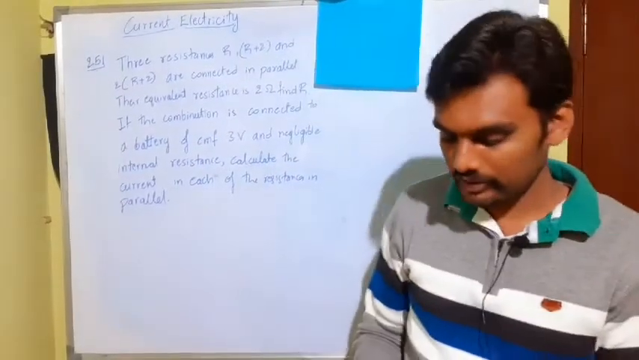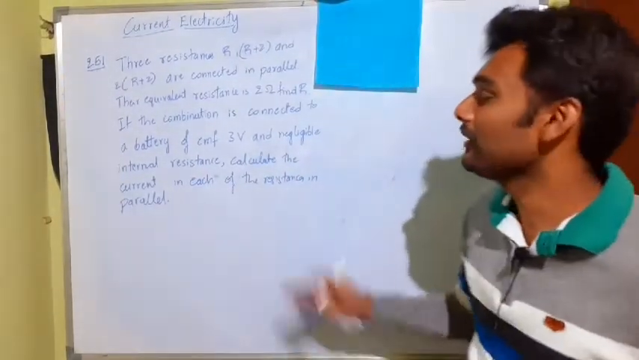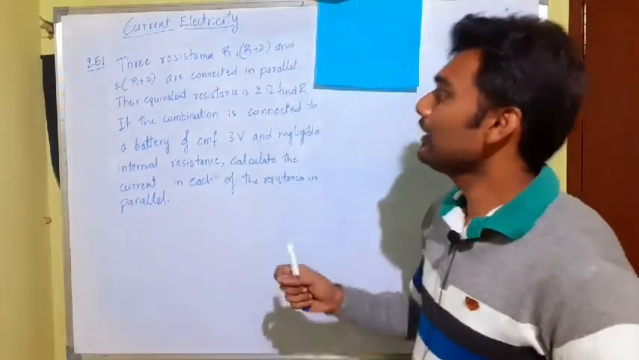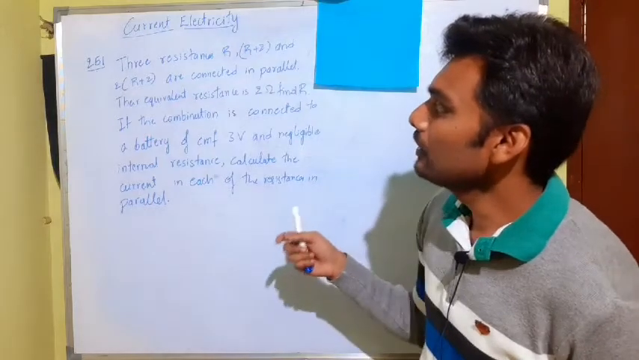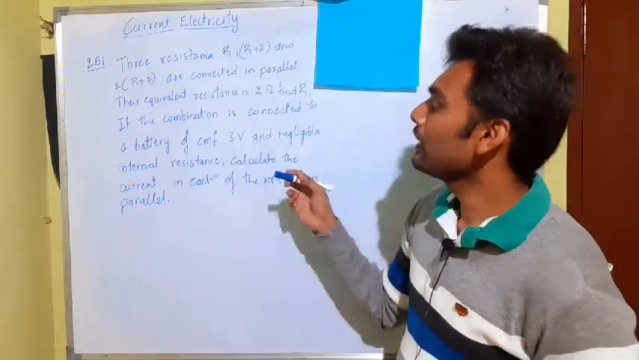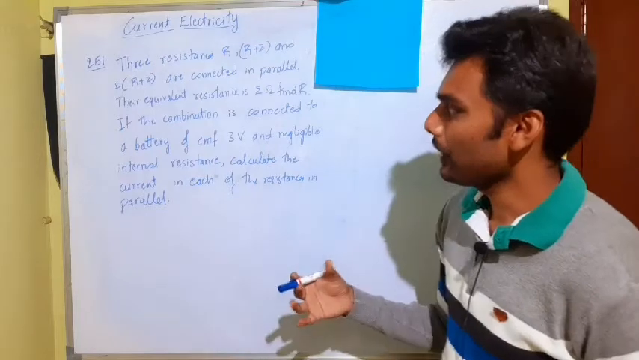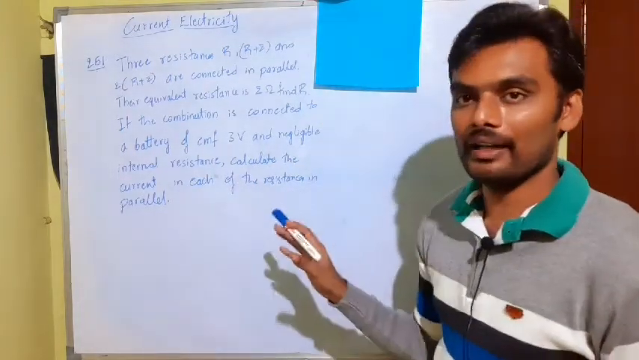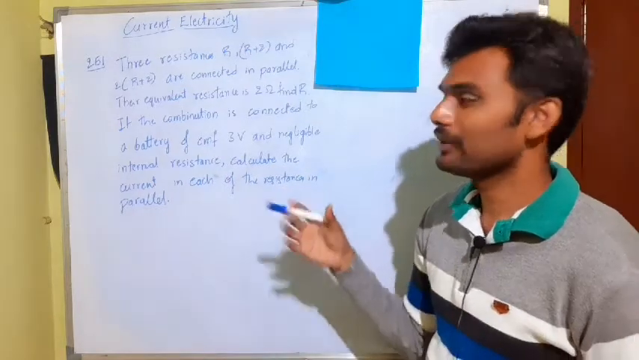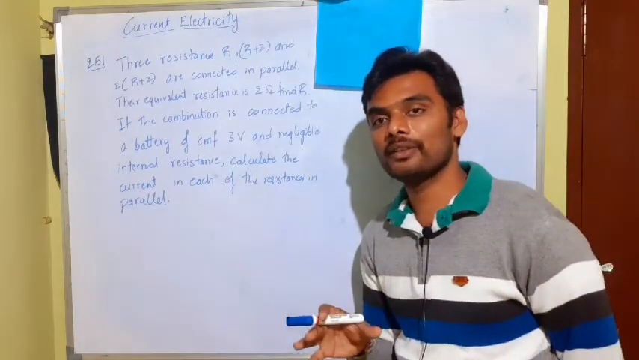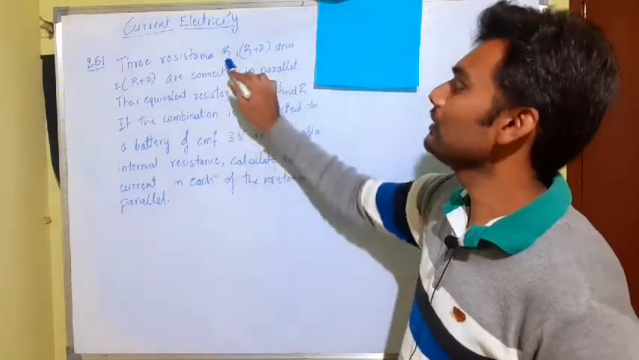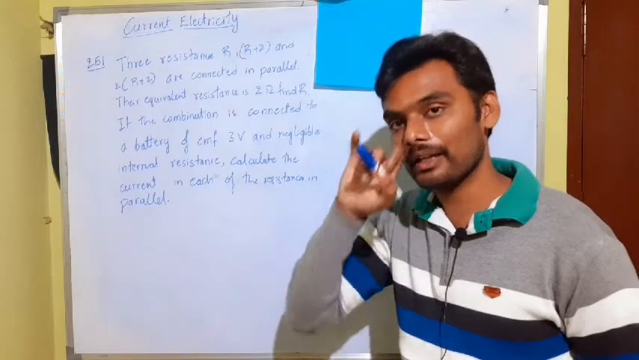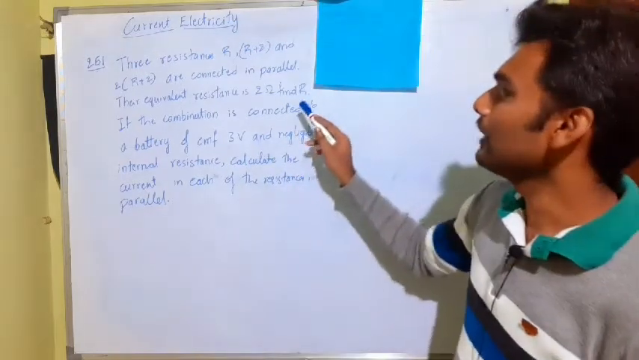Moving ahead for the next question, 25th. We have the question as follows. Three resistances, R, R plus 2 and 2 of R plus 2, are connected in parallel. Their equivalent resistance is 2 ohm. Find R. Three resistances whose values are not directly given, instead they are put with the R value, and the effective resistance is given when they are combined in parallel, and we are asked to find the value of R.